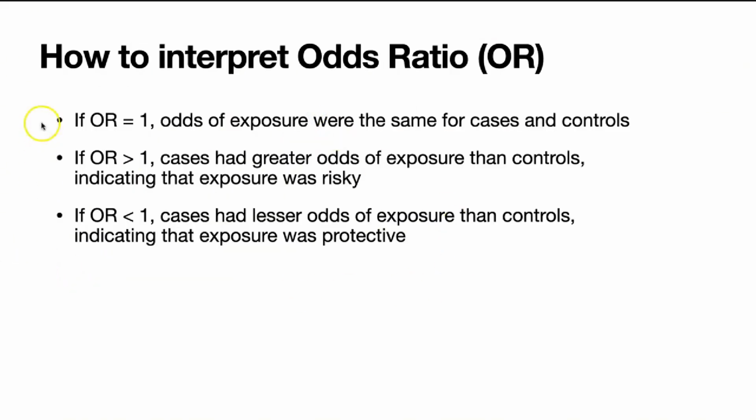So this, again, is just something to keep in mind, how to interpret odds ratio, right? If the odds ratio equals 1, then the odds of exposure were the same for cases and controls. If the odds ratio is greater than 1, then cases had greater odds of exposure than controls. If the odds ratio is less than 1, that means that cases had lesser odds of exposure than controls, and this indicates that exposure may have been protective.